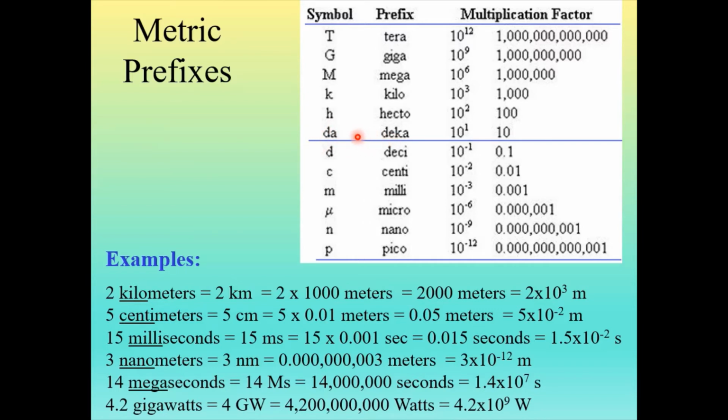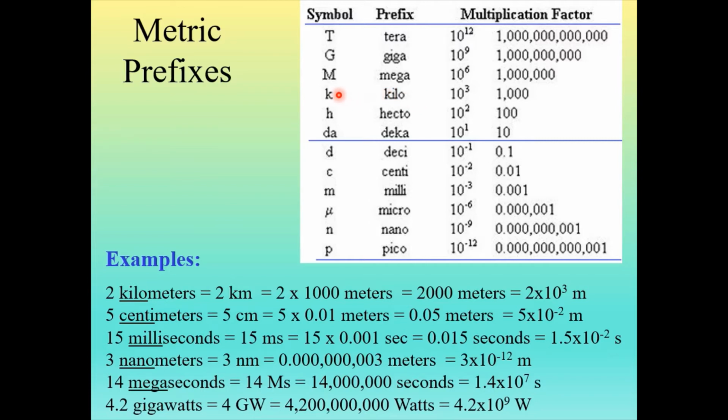This one is not used, surprisingly, this one is not used that often. Likewise, there's one called hecto, which means 100. So a hectogram is 100 grams. Kilo, this is one that's used a lot. Kilo is 1,000. So a kilogram is 1,000 grams. Okay, a kilometer is 1,000 meters, etc.